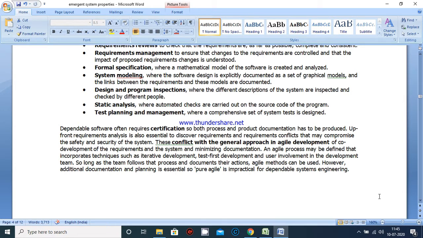phases of emergent properties, all the phases of agile development, all the phases of software development activities like static analysis, design, test planning, system modeling, formal specification, requirement management, requirement review are there, and the organization will follow the security measures. And the main thing is the working procedure of software should be feasible, and should be understandable by the customers.